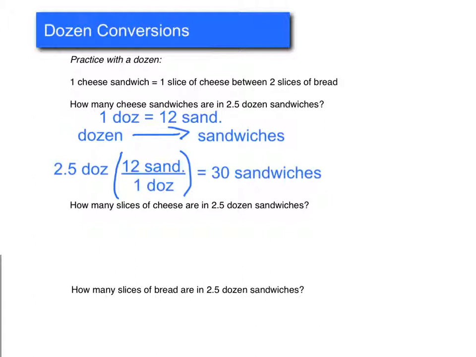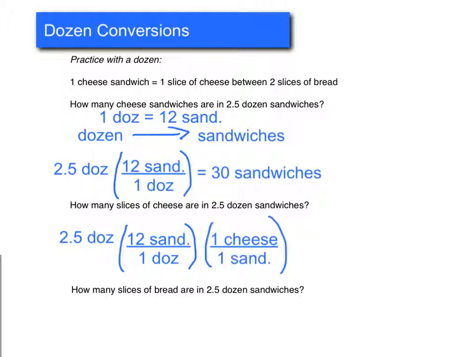Now we can build on that by looking at how many slices of cheese are in 2.5 dozen sandwiches. So the first part of the problem, our plan is going to be the same. So we're going to have 2.5 dozen times 12 sandwiches over 1 dozen. And then we know that 1 sandwich has 1 slice of cheese. So that's our equality. So our conversion factor for that, we always want to put where we're going on top. So we want cheese on top. So 1 cheese over 1 sandwich is our last conversion factor. And so then we have 2.5 dozen times 12 times 1 is going to give us 30 cheese slices.